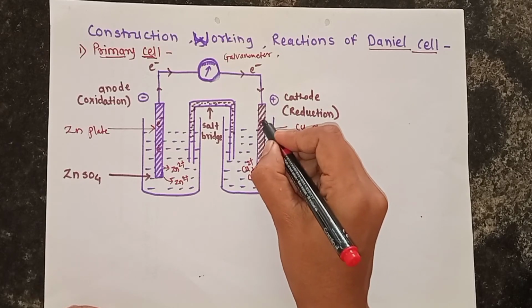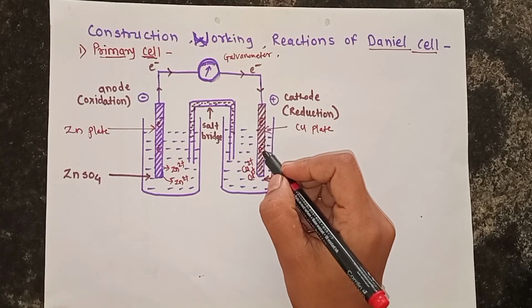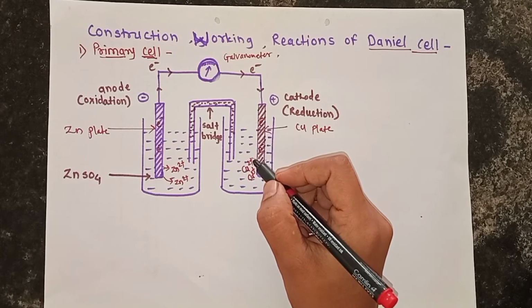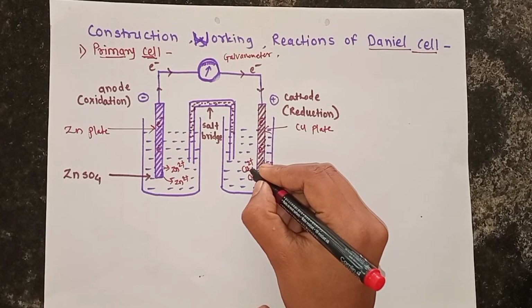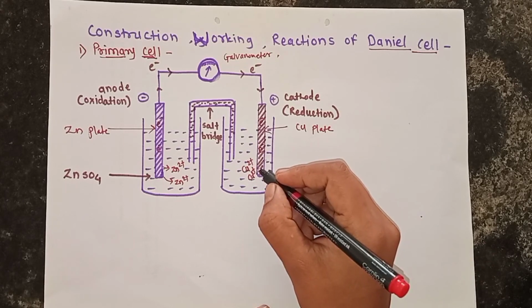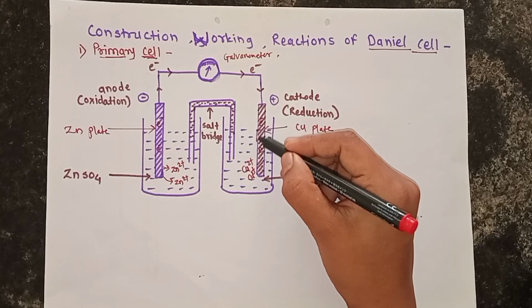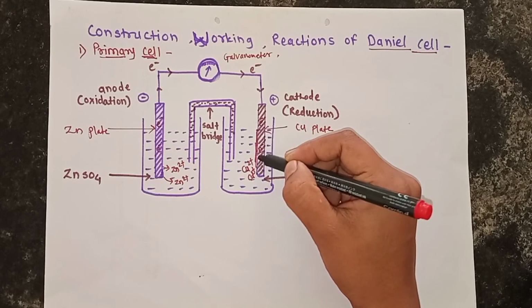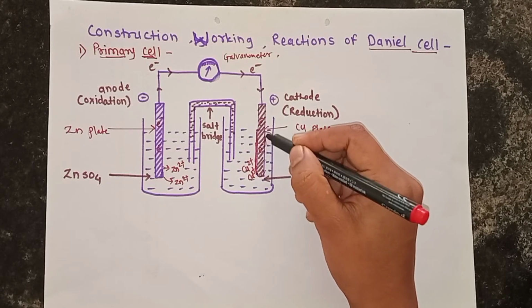These electrons are transferred from the zinc electrode and accepted by the Cu2+ ions, which form solid copper, and this solid copper metal is deposited on the cathode electrode.